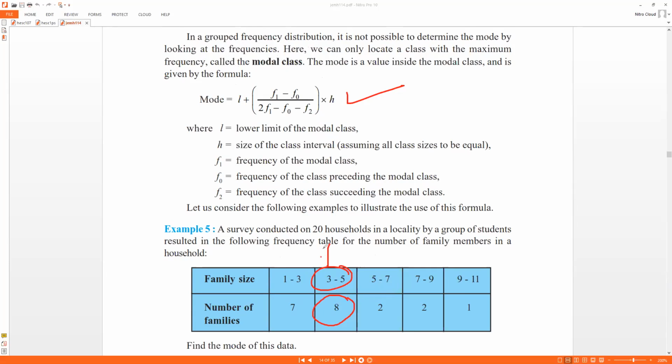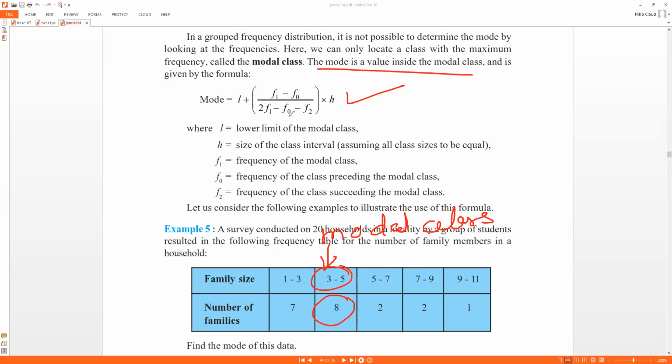हा modal class झाला, कारण maximum frequency आहे ना, याला म्हणायचं modal class. Okay, that is what we can indicate. The mode is a value inside the modal class. म्हणजे 3 to 5 मध्ये 3 असेल, 5 असेल, 3.5 असेल, 3.8 असेल, 4.2 असेल, whatever, काही जी असेल व्हॅल्यू, but it should lie between that modal class. Okay, between the upper and lower limits is called the mode, and it is given by the formula.